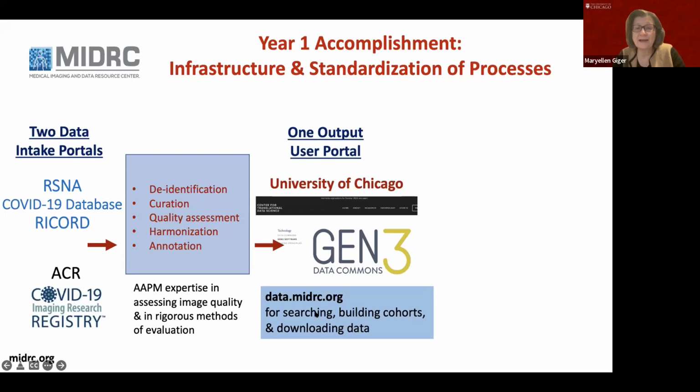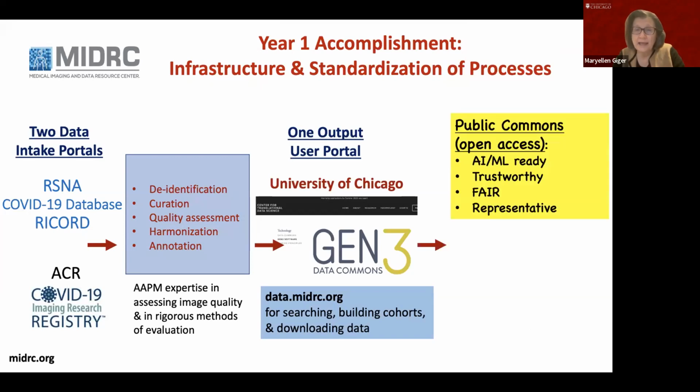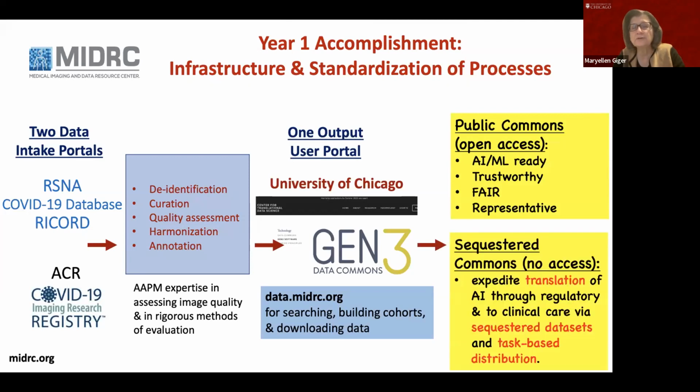So that's at data.midrc.org, and that's for searching, building cohorts, and downloading data. At that portal, we have the public commons, which is an open access. It's AI ready, trustworthy, fair, representative, and that's about 80% of the data we bring in. But we also have a sequestered data that has no access, and I'll talk about this later. And this is to expedite translation of AI through regulatory and clinical care.